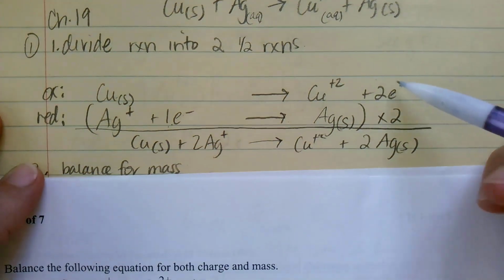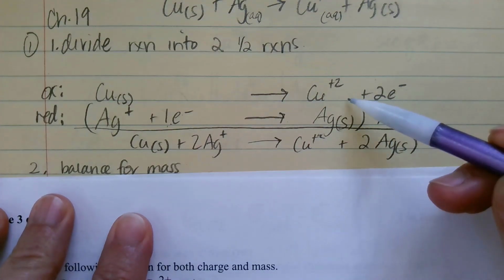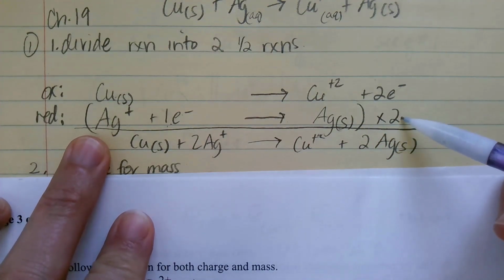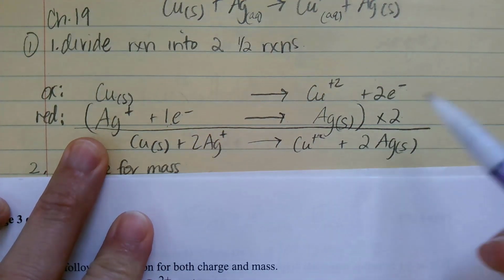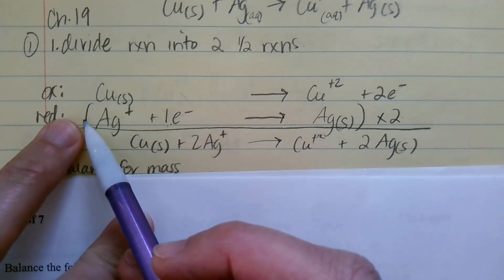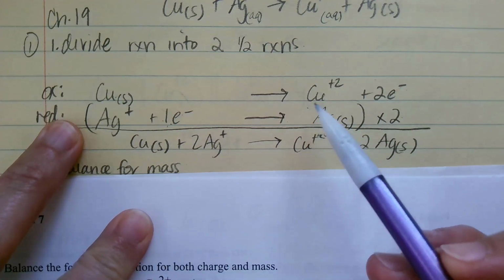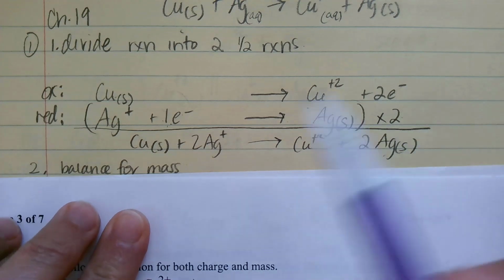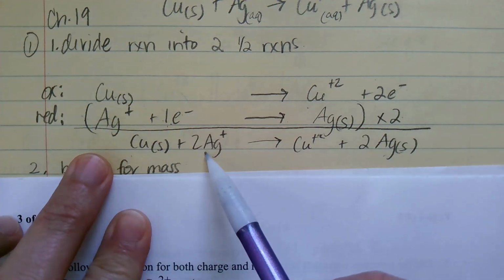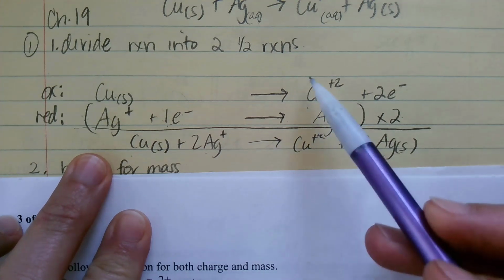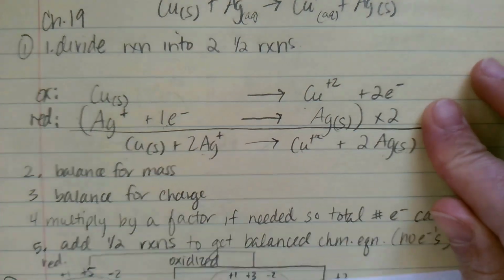Now notice that I have 2 electrons on top, 1 electron on the bottom, so I need to multiply my bottom by 2 to cancel out my electrons on the left and the right. So that would give me 2 Ag plus, 2 electrons, yielding 2 Ags. I'm going to combine the two together, so I'm just going to drop everything down. Cu plus 2 Ag plus to yield Cu plus 2 plus 2 Ags.